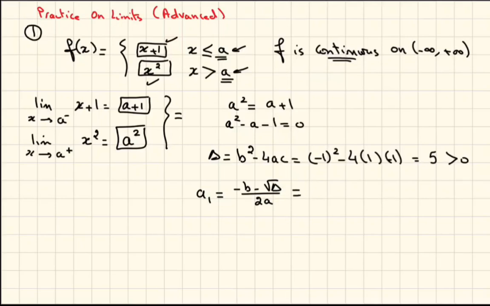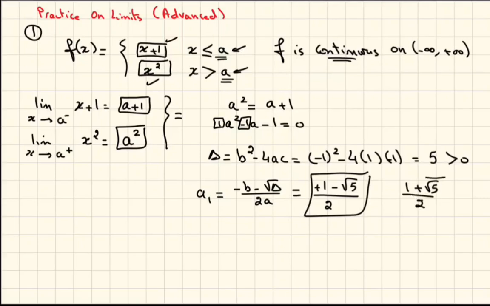So when you substitute the values, we write minus minus 1, so b is minus 1, this one here. So plus 1 minus radical of 5 over 2a. 2 times 1, a is the coefficient of a squared. So it's 1 minus radical 5 over 2. The other one is 1 plus radical 5 over 2.